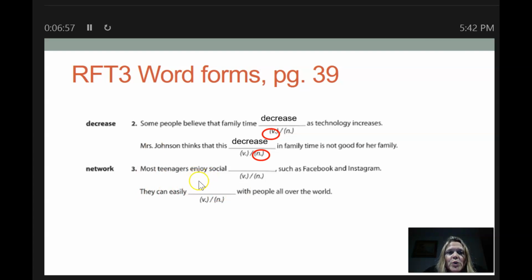Most teenagers enjoy social, right? Enjoy is the verb. Social is the object of the verb. You need a noun there. Now, enjoy social, such as Facebook and Instagram. Those are networks that you can count, right? They can easily, with people all over the world. Can plus verb, right? Can do, can talk, can. We need a verb after can easily. And if we have can, we use the simple form of the verb after a modal like can.